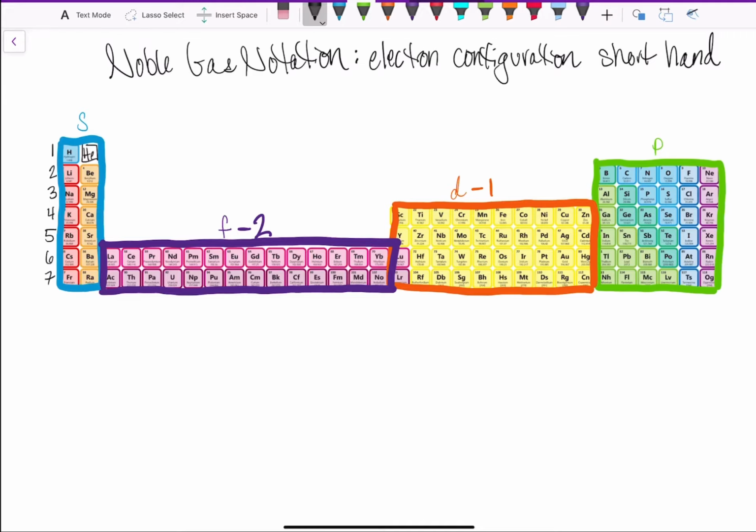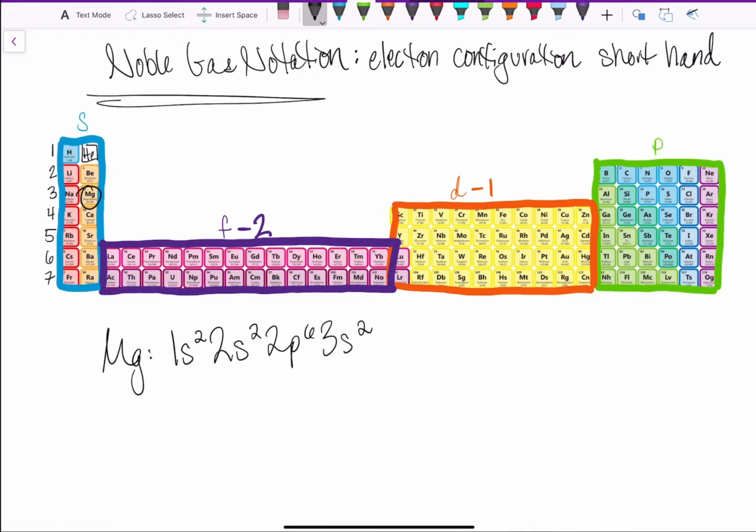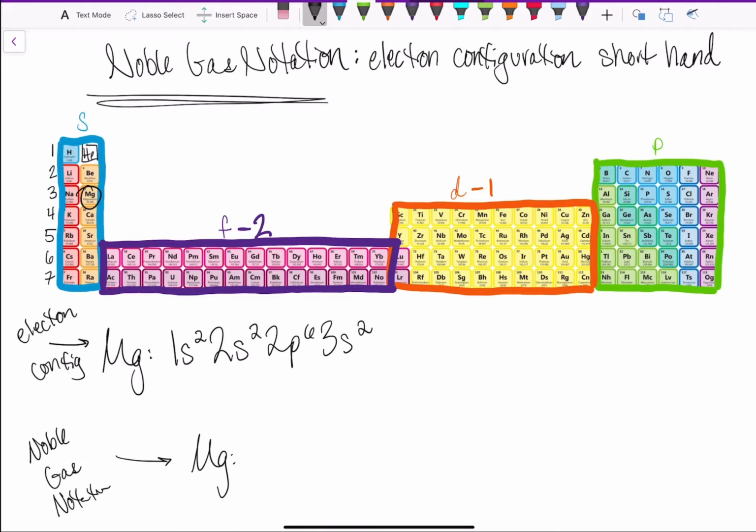Let's say you had the electron configuration for something like magnesium. Magnesium's electron configuration is 1s2, 2s2, 2p6, 3s2. So to write it as a noble gas notation, we're going to find the noble gas that comes before magnesium. So we want the noble gas that comes before it. So our noble gases are over here, group number 18. And even though we moved helium over to the left, helium still is here as a noble gas. So we're counting it as a noble gas just on the other side. So magnesium's number 12. So the noble gas before it would be neon.